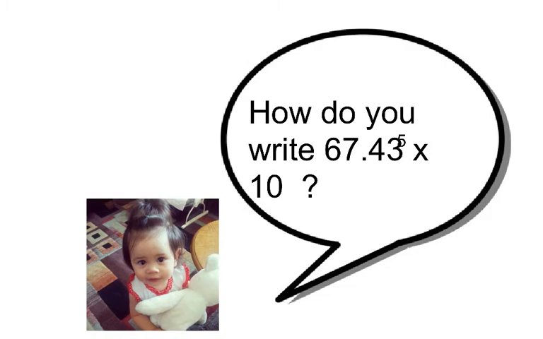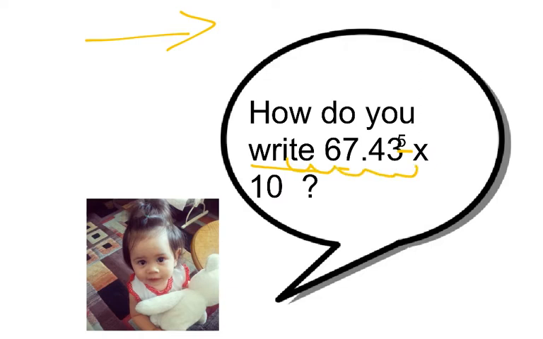How do you write 67 43/100 multiplied by 10 to the 5th power? Well, again, if it's to the 5th power, that means it's 5 zeros after the 1. So I'm going to start with 67 43/100. And it's multiplying, so multiply to the right. I'm going to move the decimal 5 spots: 1, 2, 3, 4, 5.